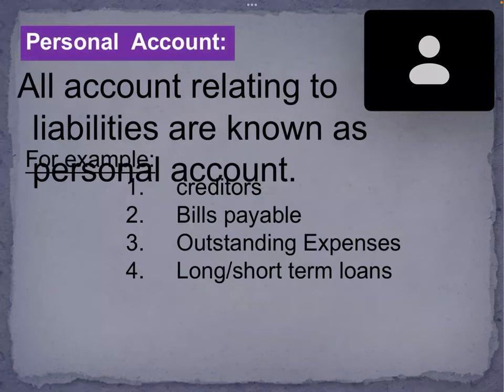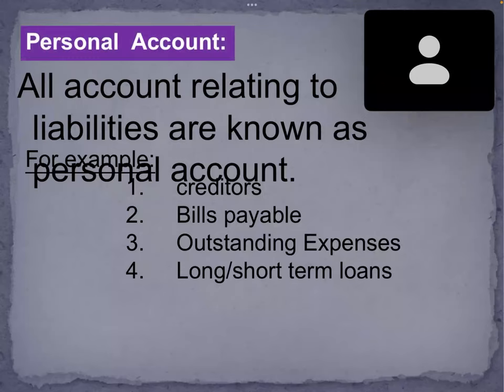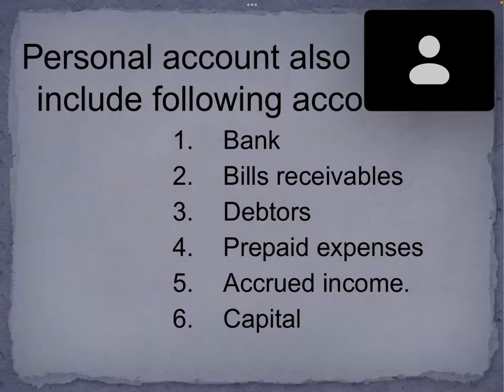So now let's talk about the personal account. Usually personal accounts are those accounts which are related to liability. All liability-related accounts like creditors, bills payable, outstanding expenses, long-term and short-term loans will be treated as personal accounts. But there are five assets as well which fall under the category of the personal account: bank, bills receivable, debtor, prepaid expenses, accrued income, and capital as well. Capital also falls under the category of the personal account. All right, everyone, will you be able to remember that?